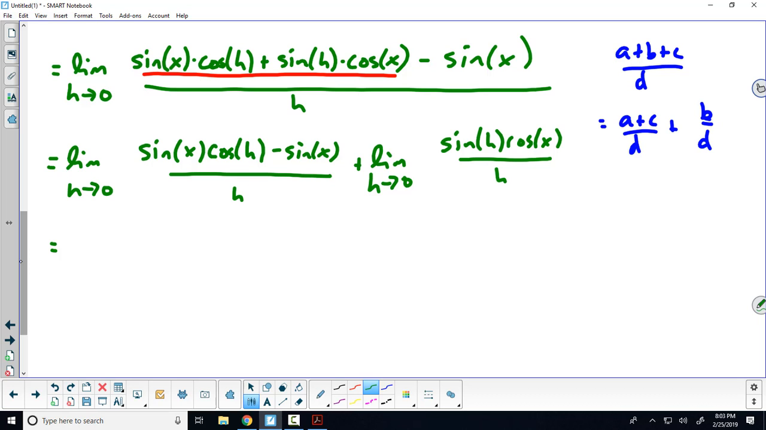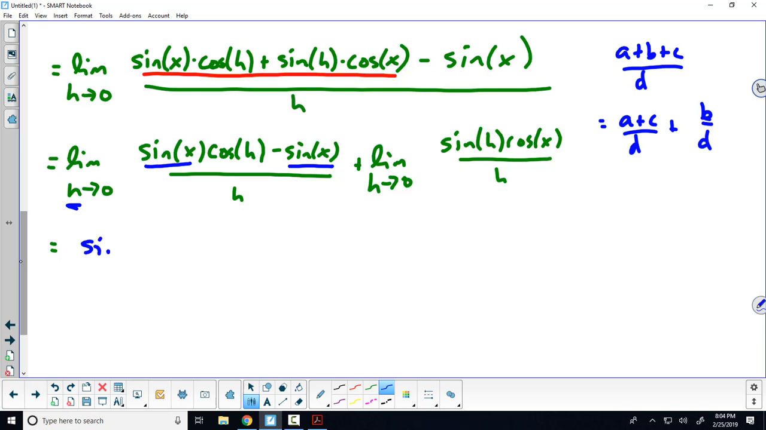Notice that this factor right here, sine of x, and this factor right here, sine of x, I've got common factors. I could factor them out of the fraction. But I can take that one step further. We saw this in a previous problem. My limiting variable is h. So even though the sine of x in both those terms is a variable as far as x is concerned, it's not a variable as far as h is concerned. So it's like a constant as far as h is concerned. So I can pull that factor out of the limit.